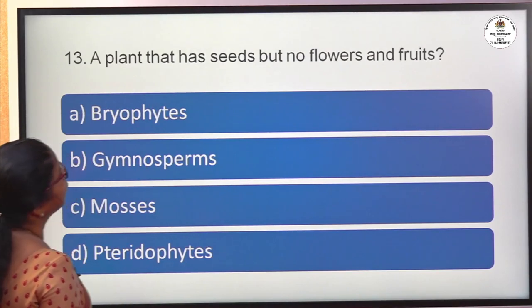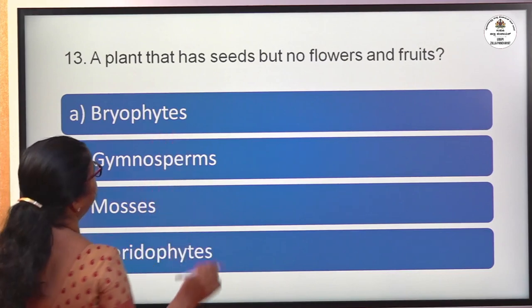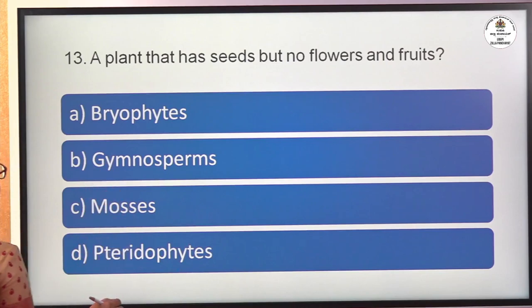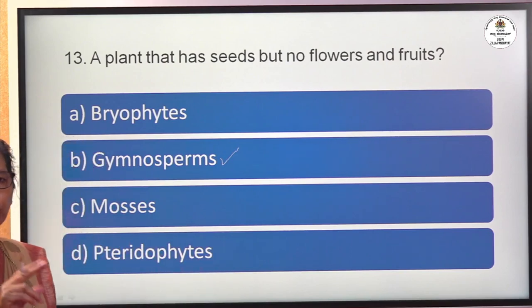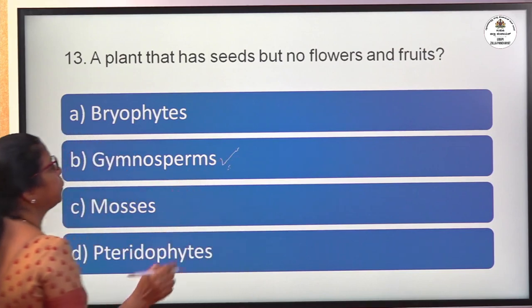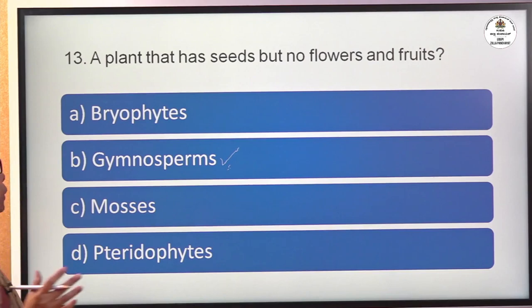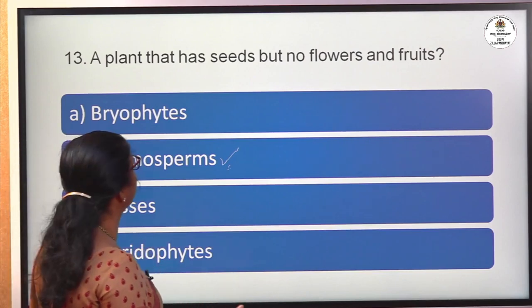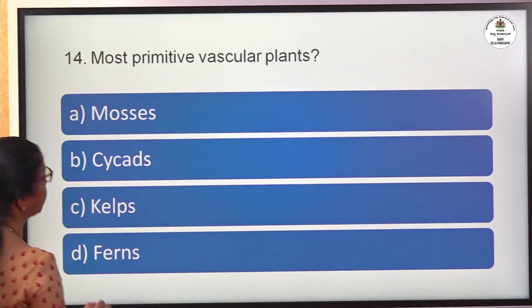A plant that has seeds but no flowers and fruits. So, seeds are produced. Out of this, only one option is producing seed, that is gymnosperm. So, seed producing plants are gymnosperms and angiosperms. Under that, naked seeds are produced by gymnosperms, and seeds with fruit are produced in angiosperms. So, the other three groups are not producing any seeds.